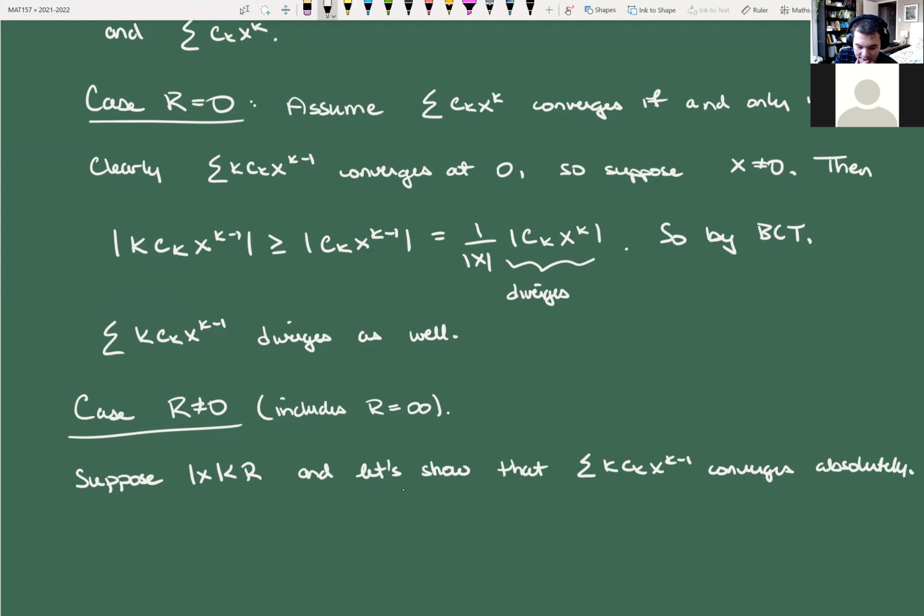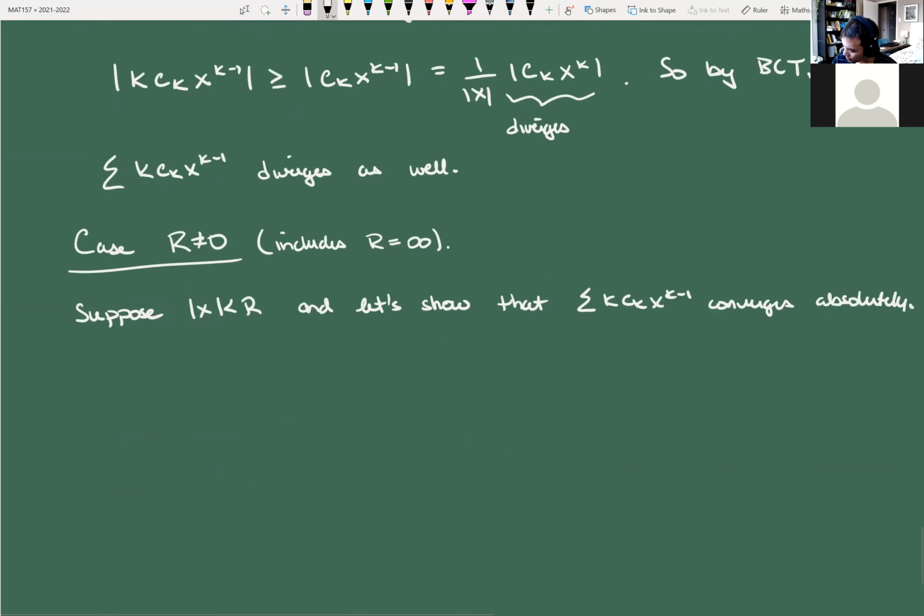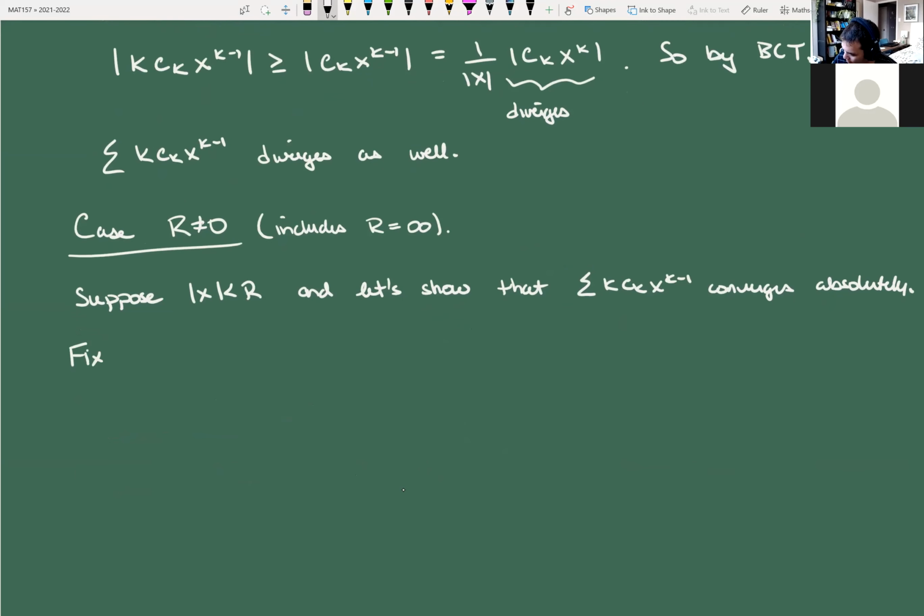All right. What do I want to do here? Okay, so fix some little r in R such that the absolute value of x is less than r is less than big R, like so. Okay, and now we want to get some sort of basic comparison tests going on, right? Because we know that the original series converges at this x by definition of what big R is. So we need to do some sort of manipulation, right?